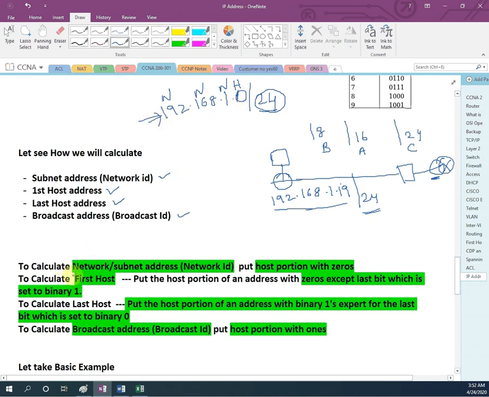Same thing, if we want to calculate the first host, we need to put the host portion of the address as 0 except the last bit, which is set to 1. Whatever host portion we have, we need to convert into binary and do that. So if I take 192.168.1.1, this is the host portion. I will write the host portion in binary: 8 times 0 we will write, because 1 2 3 4 5 6 7 8. Here will be 1 because this is dot 1, so the last will be 1.